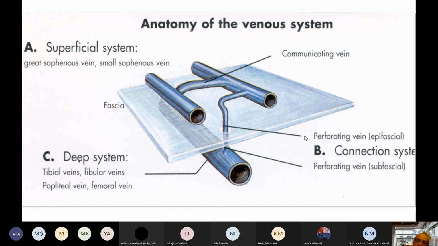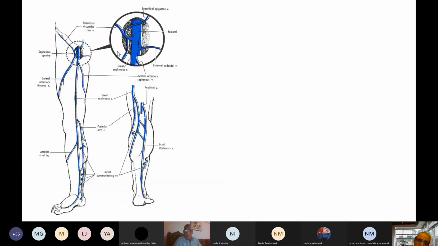To speak about perforating veins, we have a lot of perforating veins. They are about 360 perforators in the lower limb, and they are classified into groups, which are named after the scientists that discovered them. We have Cockett, Dodd, Boyd, and so on.